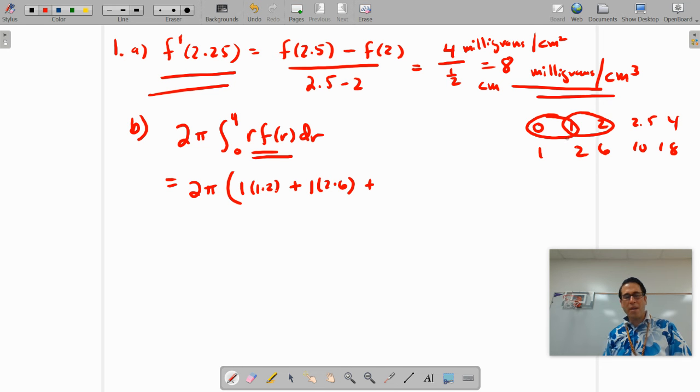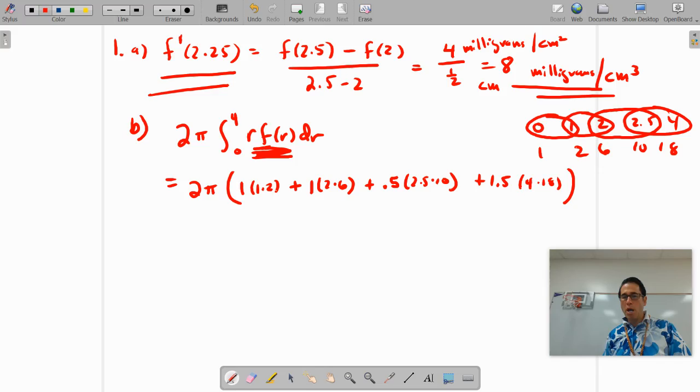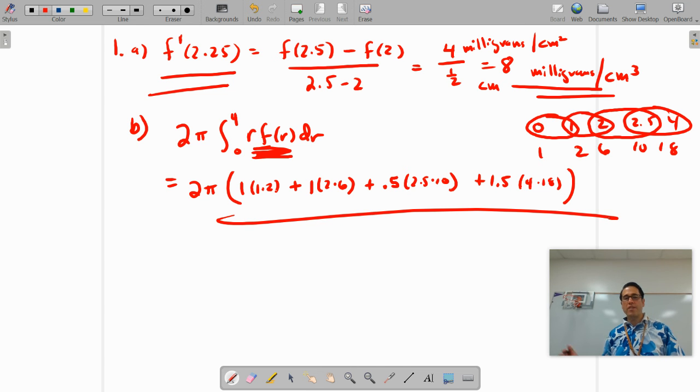Plus, you guys are probably feeling really good about yourselves right now. The next one has a width of 0.5, but then the height would be 2.5 times 10. That's all you're doing, r times f of r. And then the last one would have a width of 1.5, and the height would be 4 times 18. Boom! Done. That's all they asked you to do. That'd probably be worth 2 more points.